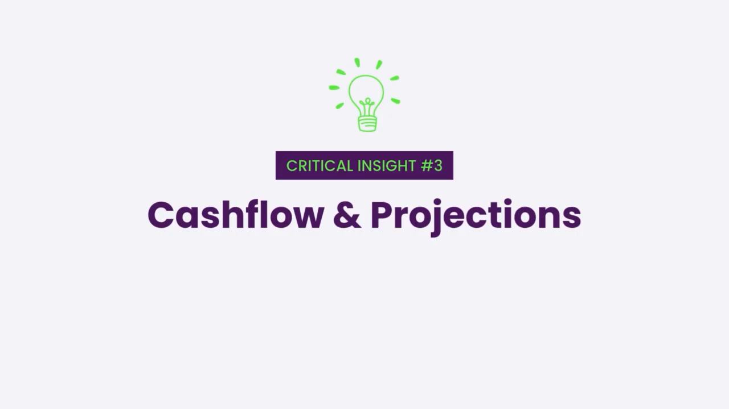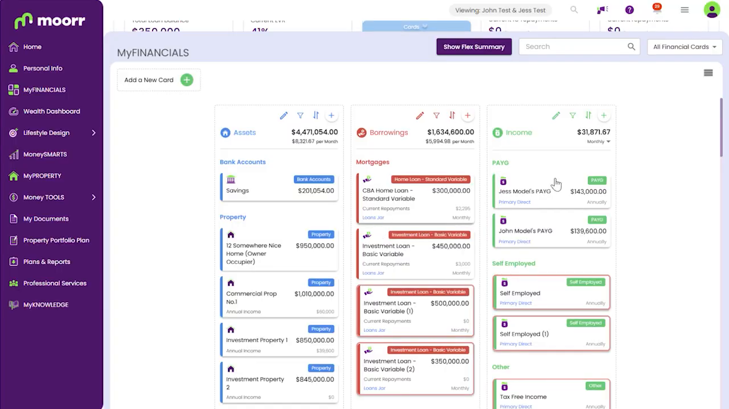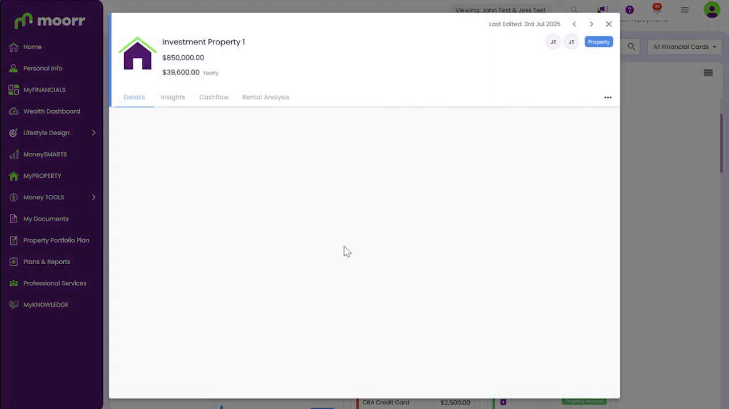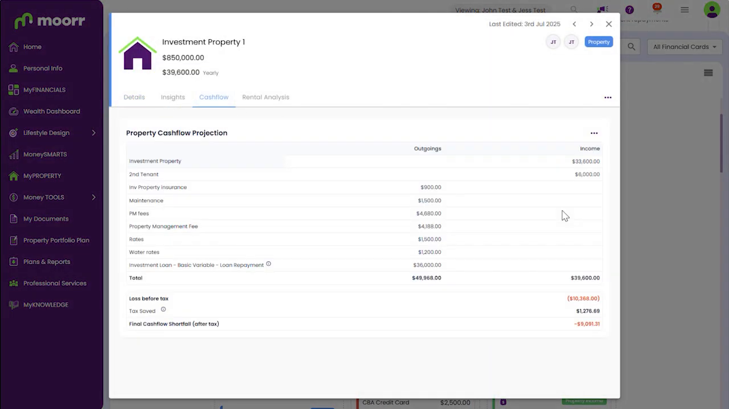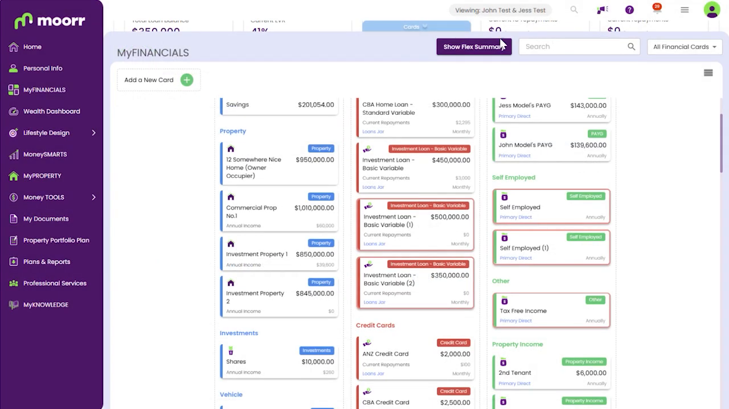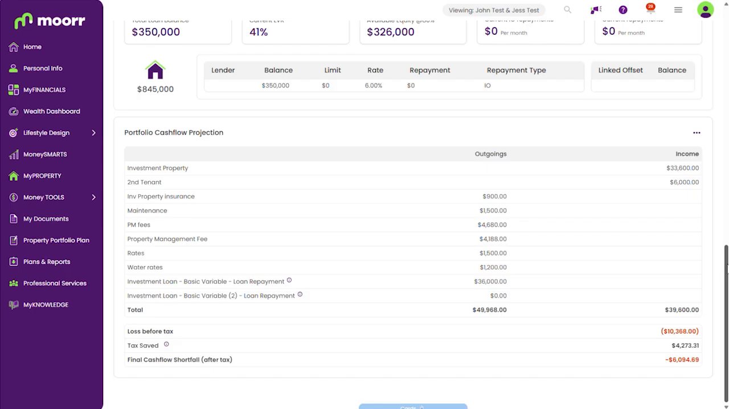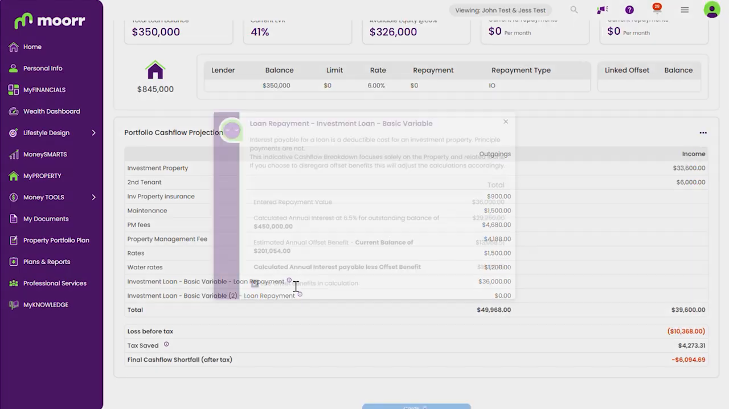And finally, critical point number 3, and this is about the here and now, because obviously capital growth is happening over time, and it's one of our most popular features for our investors who use the Moorr platform, and that is around cash flow analysis and cash flow projections. So you already know that you can do individual cash flow projections under the property investment card, the asset card. So you're able to do that for each individual property, but now you can do that in aggregate.